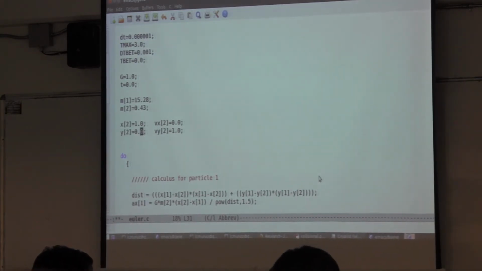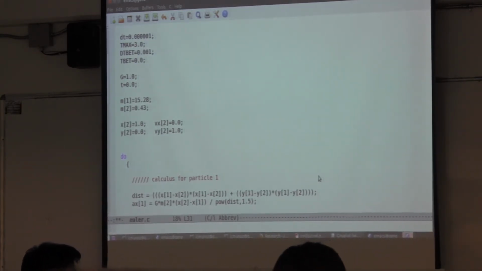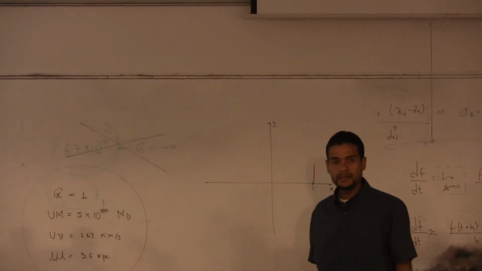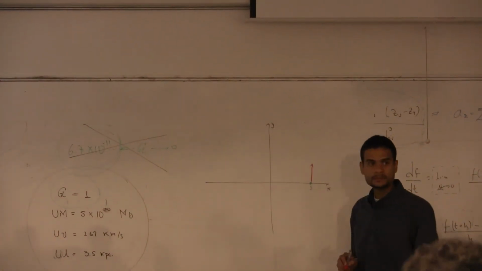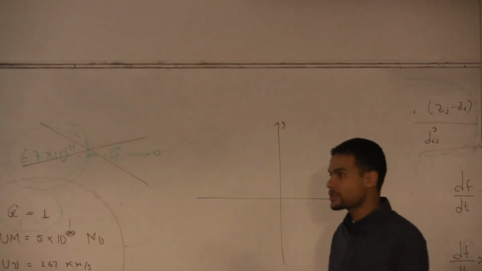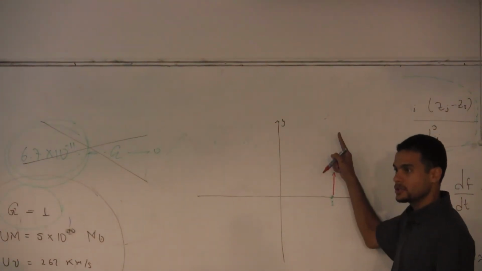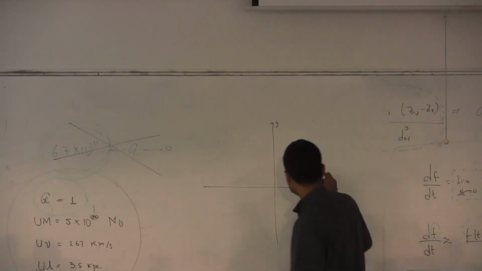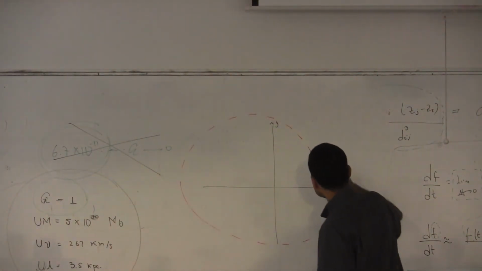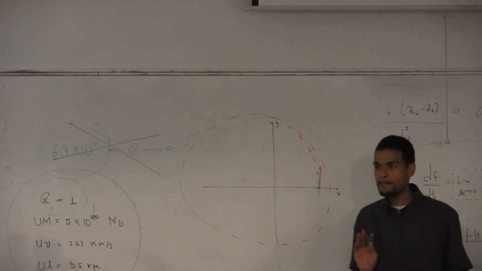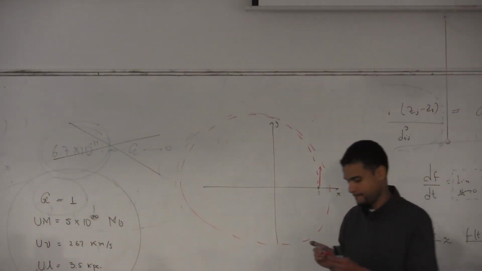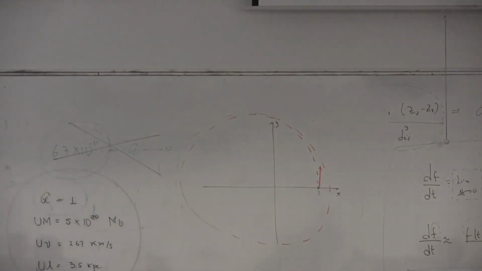Zero component along the x-axis is a vector like this one. And plus 1, because it's positive, in the y-axis should be like this. So what I am doing is throwing a particle in this direction from this position in the axis. So the galaxy should be moving like this. Now you understand what we are doing with this problem? Do you?